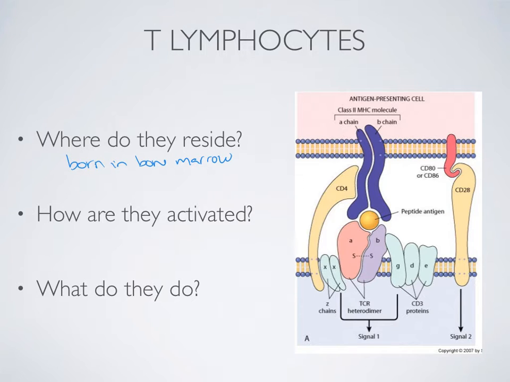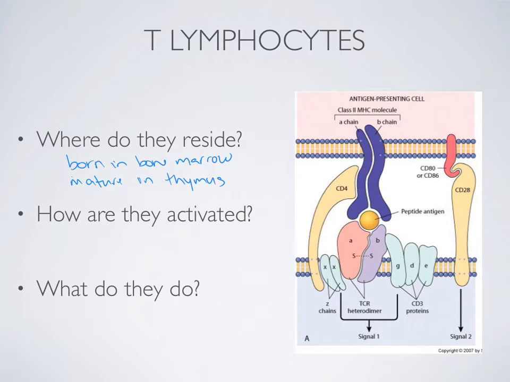And then where do they mature? The thymus. But otherwise, the process is very similar. So T cells are born. They go through a process of genetic rearrangement to produce a T cell receptor. So the T cell receptors have as much diversity as B cell receptors.